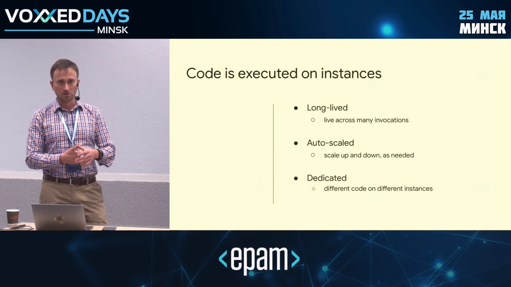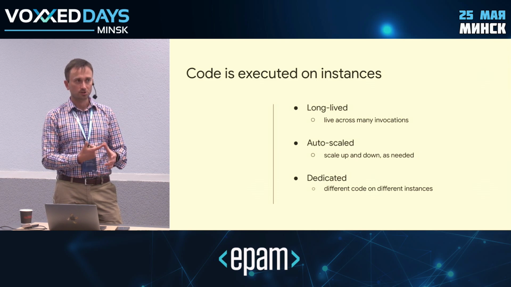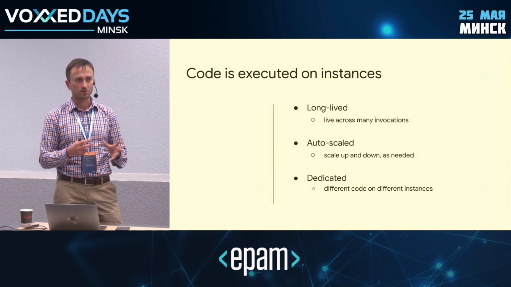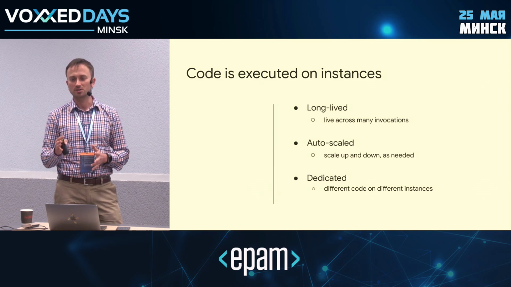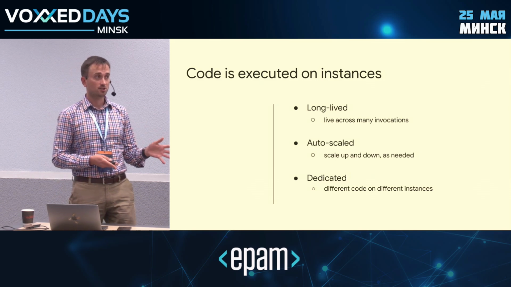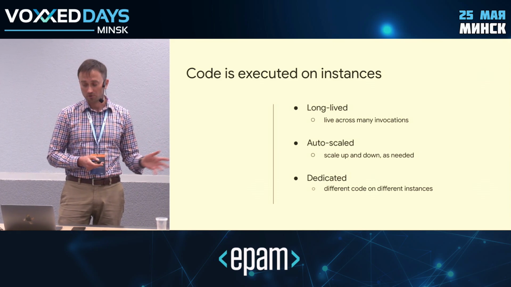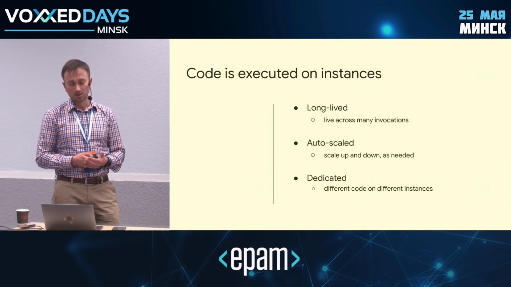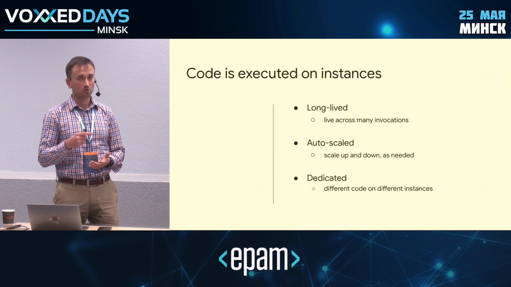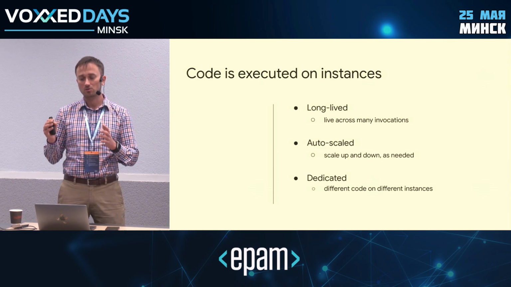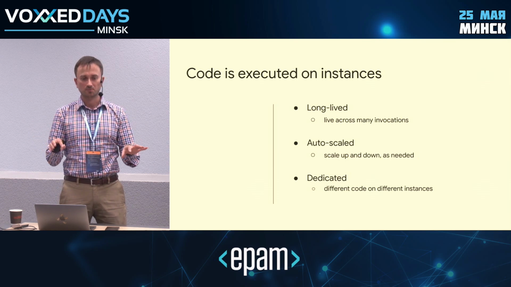So instances are long-lived, and then they are auto-scaled. When there's a lot of traffic, we will set up new instances so that they can handle multiple requests in parallel. But of course, every instance handles just one request in the case of cloud functions. And every instance is dedicated to just one function type. If you deploy multiple functions, all functions get a separate set of instances.